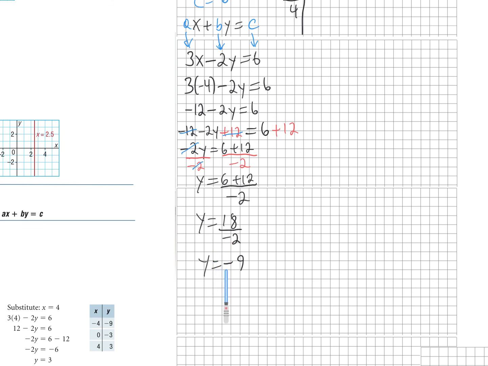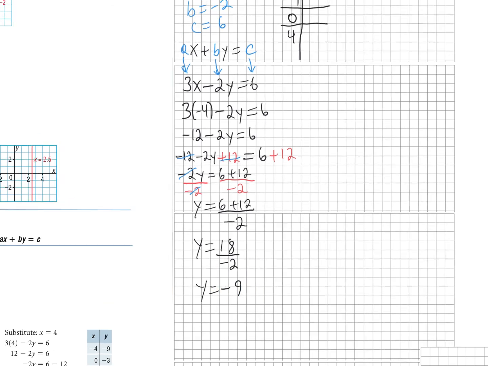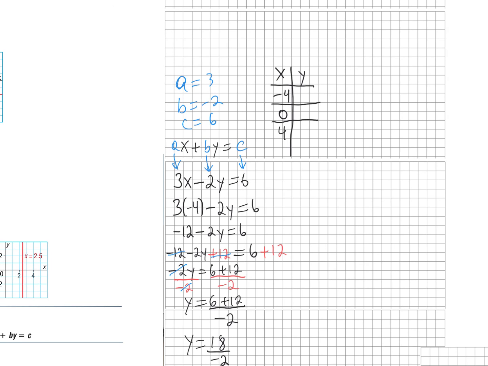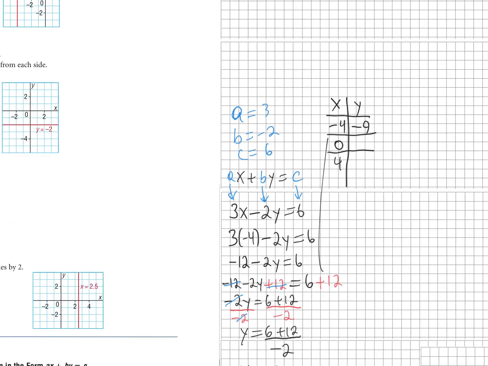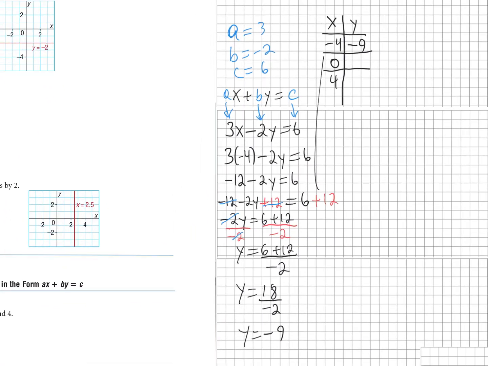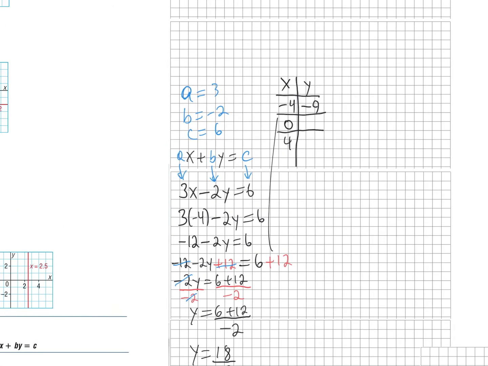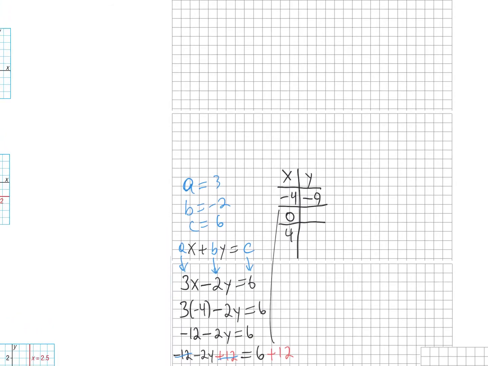here, which means my answer is going to be a negative. 18 divided by 2 is 9, so I'm left with -9. So I can come back up here, and in my table of values, when x is -4, y is -9. I can continue to do this using this same equation. Okay, so I'll write this next one a little bit higher up.